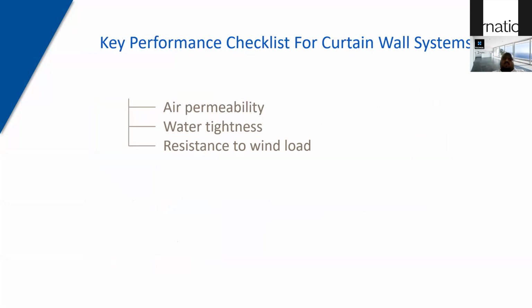So from the water tightness, we want to come to the key checklists for aluminum curtain wall system. So the first and foremost are the most essential ones. These are air permeability, water tightness, resistance to wind loads. This is what we call weathering performance. So these three are non-compromisable. You have to make sure that your aluminum curtain wall is being tested for these three criteria.